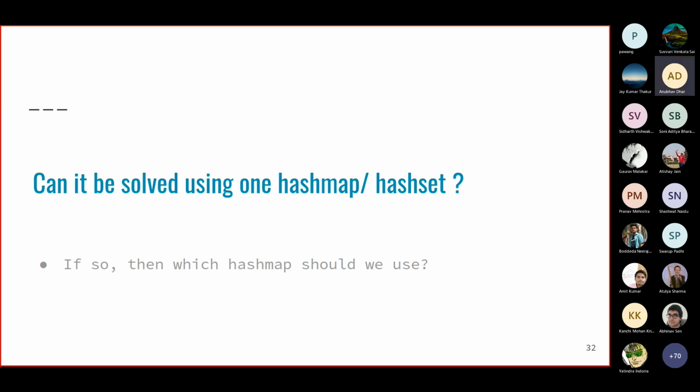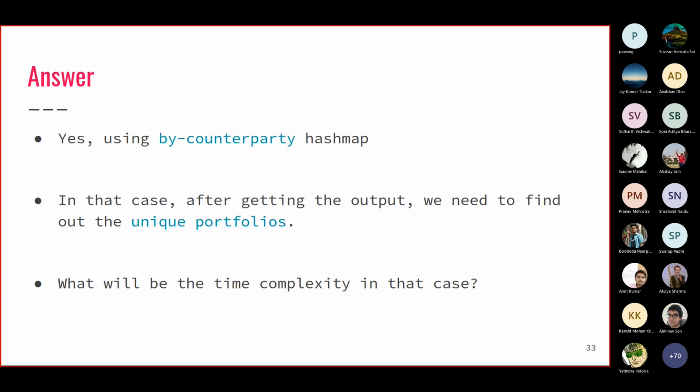The counterparty hash map. Yeah, by the counterparty hash map. The answer is yes, by the counterparty hash map, that is fine. But in that case, after getting the output, we need to find out the unique portfolios, right? When we are given a list and we have to find the unique numbers in it, it could take order of n square time complexity. So how can we overcome that?